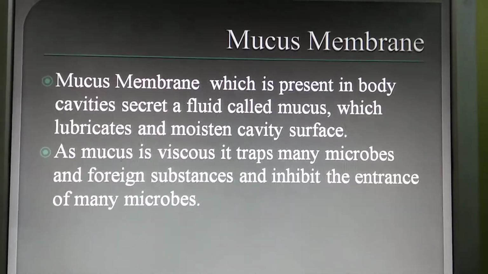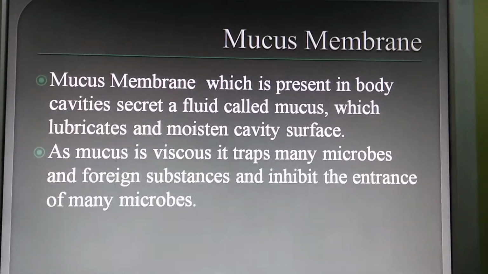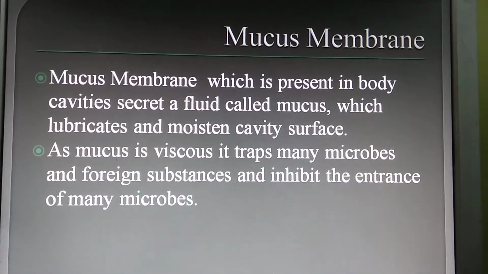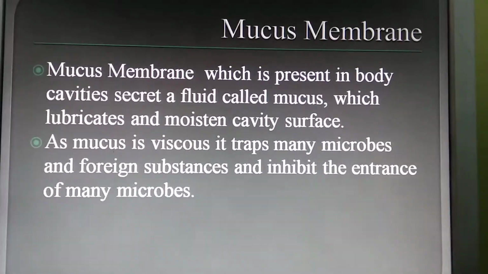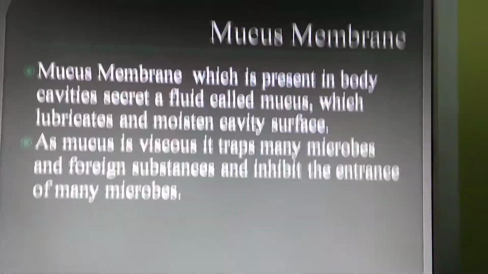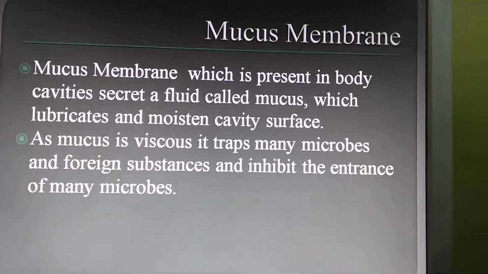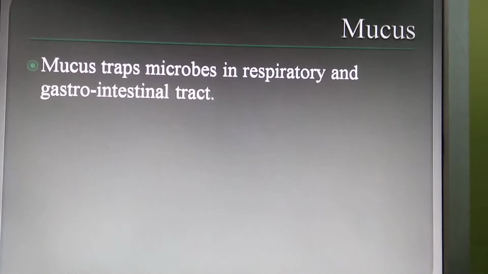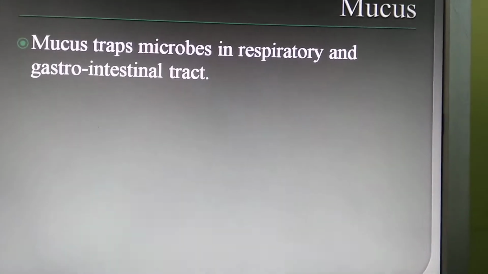Second is the mucous membrane. The mucous membrane, which is present in the body cavities, secretes a fluid called mucus, which lubricates and moistens the cavity surface. As mucus is viscous, it traps many microbes and foreign substances and inhibits the entrance of many microbes. Mucus traps microbes in the respiratory and gastrointestinal tract.